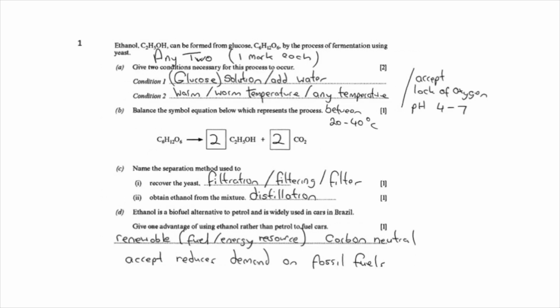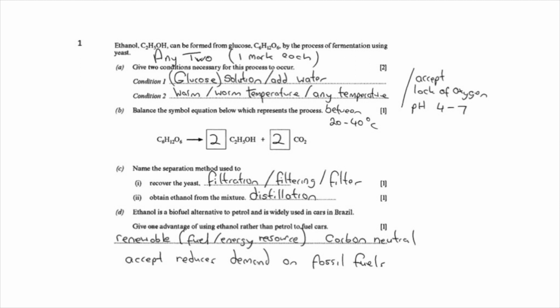So now let's go for the answers to question 1. So for question 1A, give 2 conditions necessary for fermentation. So you need a glucose solution. In other words, you need to add water to the glucose because they've said in the question that they're going to give you glucose and you have to come up with the conditions necessary. So add water would be one.